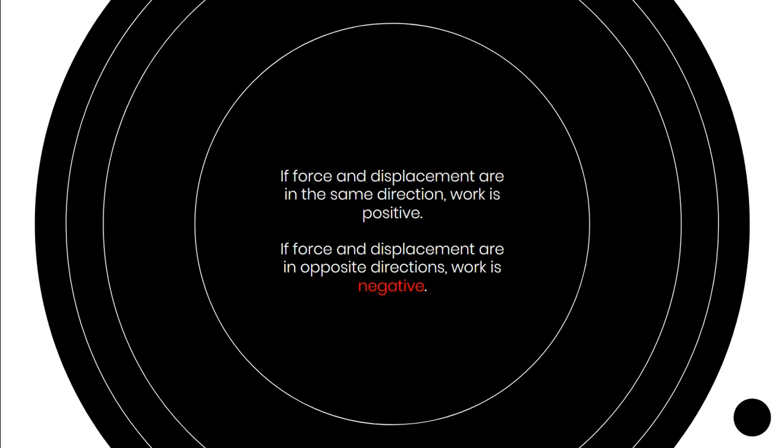Now, here's the key. If force and displacement are in the same direction, meaning that the angle between them is 0, our work is positive. But if force and displacement are in opposite directions, meaning the angle between them is 180 degrees, our work is negative. That means that in this case, because our force and our displacement are pointing in the same direction, we're doing positive work, but had we gone back down the escalator, we would have been doing negative work.